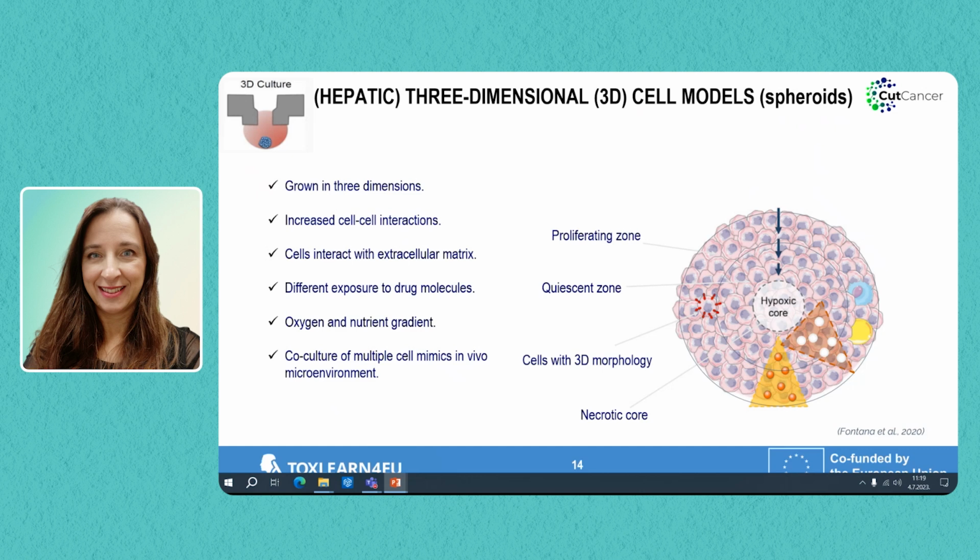In such a model, we can also co-culture different types of cells to mimic organs and the in vivo microenvironment more properly. Maybe one advantage of such a model is that we can use it for prolonged exposure. As you will see later on, the cells can stay viable in such a conformation for several weeks, even several months.